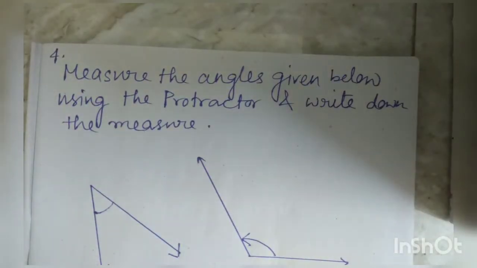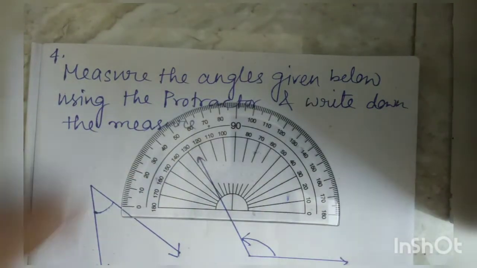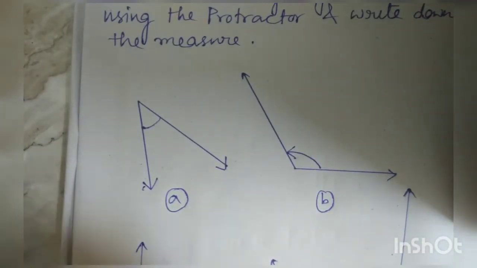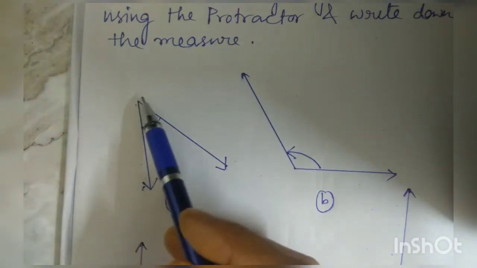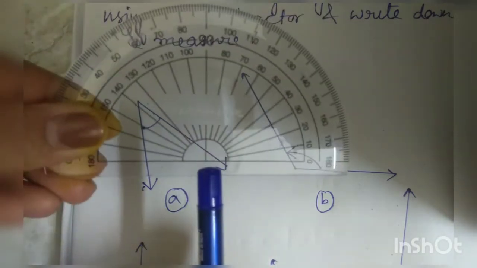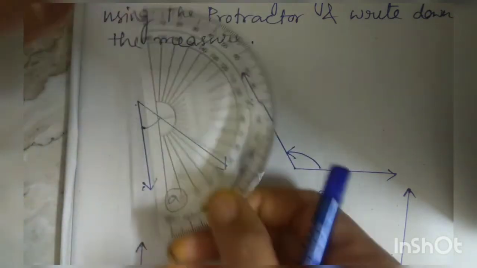Now in this question it is written, measure the angles given below using the protractor and write down the measures. Now see, we have to use the protractor and this is the protractor. You can see this. Now some angles are here. First we will show how to place the protractor. The meeting point of the two rays will coincide with this point. You can see this point here. So first we will place it here.